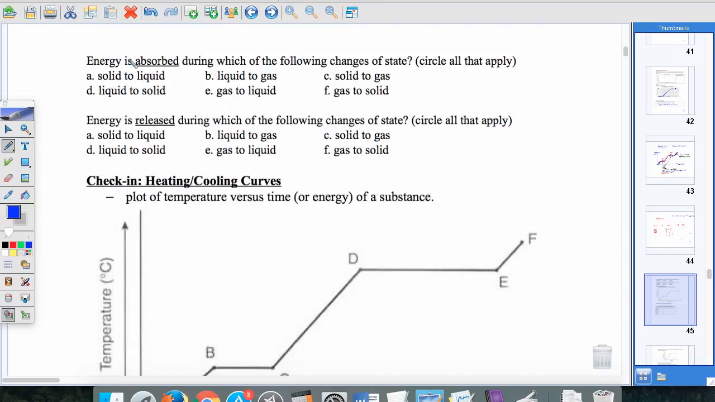So the question says, energy is absorbed during which of the following changes of state? Solid to liquid, liquid to gas, solid to gas, etc. So we need to absorb energy in order to go from solid to liquid. We need to add energy to spread the molecules apart and make it a liquid. And we also need to do it from liquid to gas. When we're adding energy to the liquid, we're able to boil it and make it into a gas. There is also a way to go from solid to gas, so we would circle that one too. That's called sublimation. We won't really talk about that too much.